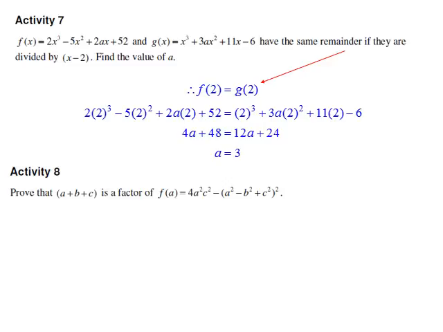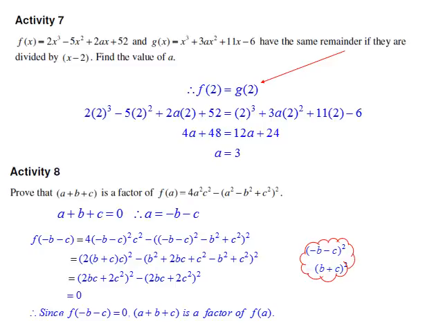In activity 8, we have to prove again that a plus b plus c is a factor of f(a). Again, if we look at a plus b plus c equal to 0, and since f is a function of a, solve for a, it gives me that a is minus b minus c, which means we have to show that f(minus b minus c) is equal to 0. So if we calculate f(minus b minus c), we see that indeed it is equal to 0, and hence that a plus b plus c is a factor of f(a).